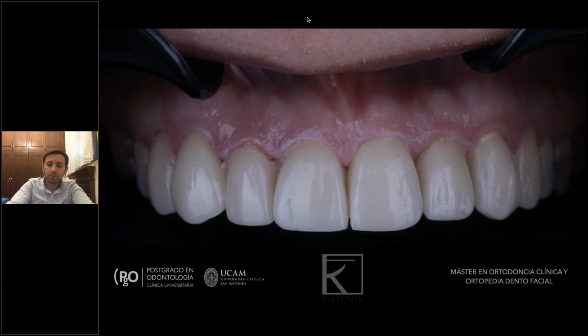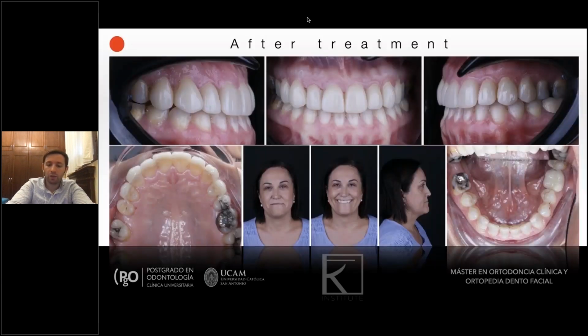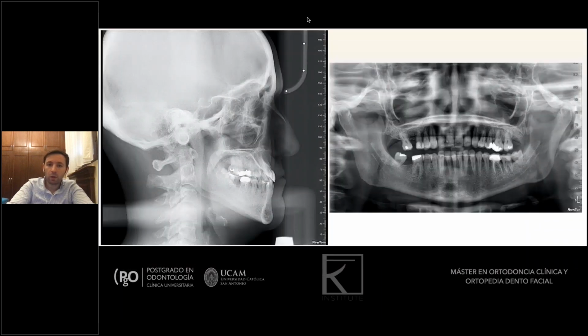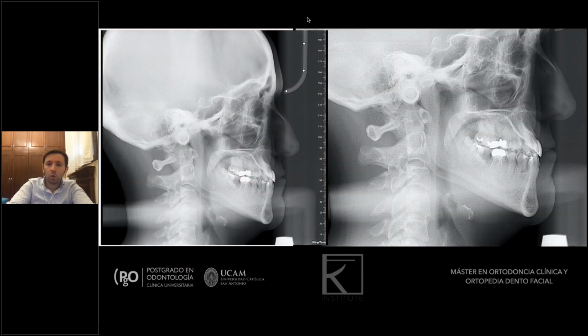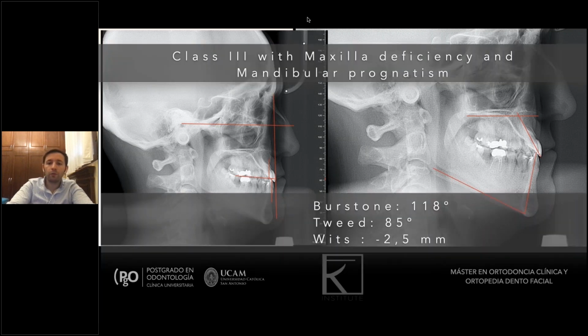Look at this situation. Look at this patient. Look at this occlusion. Class 1, midline. We have solved the incredible class 3 of the patient. Overbite, overjet. Look at the change. We have changed from -9 to -2.5. Still class 3, still class 3.